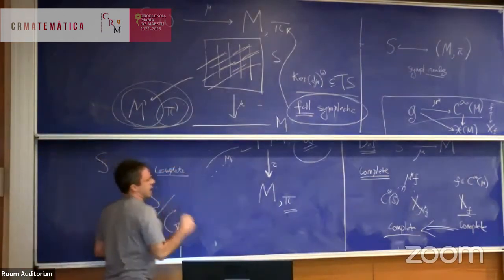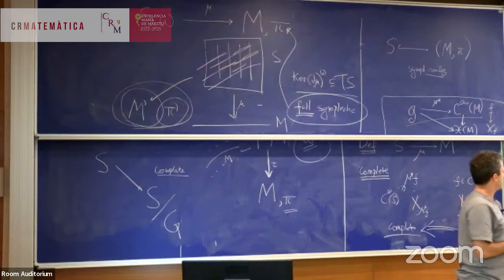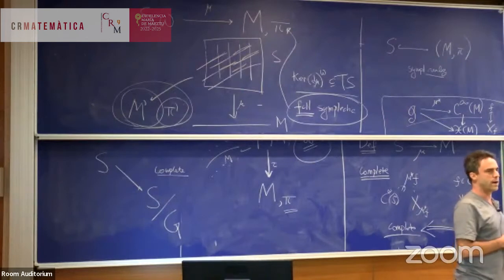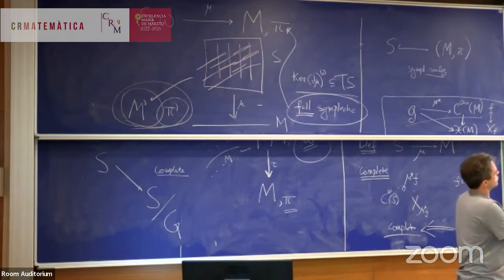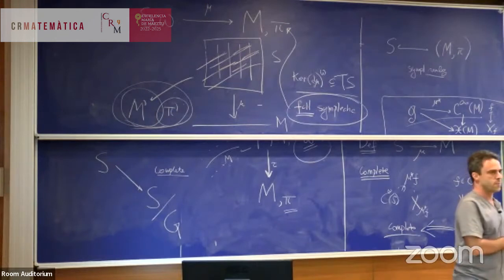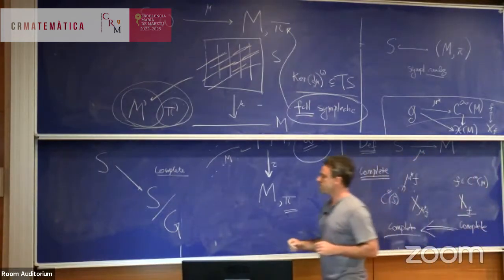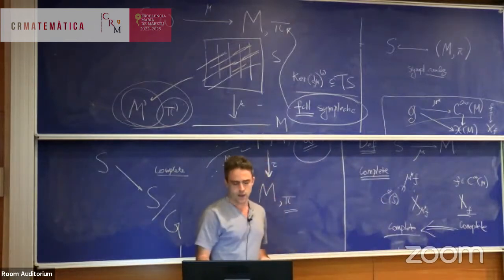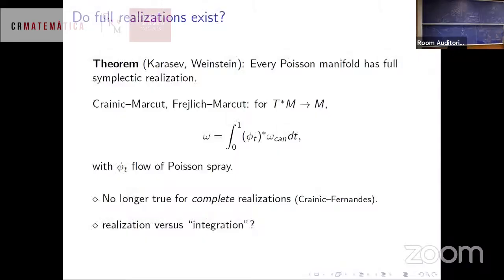So you can refine the question and ask, okay, can I always find a complete full symplectic realization? And then the answer is no. And it took quite a while for this to be understood. The way to understand it is to really understand how this question is related to integration. As I said, integration of what? That's the problem. That's why I will get to groupoids now. There is a close relationship between the problem of finding realizations and an integration problem in Poisson geometry.